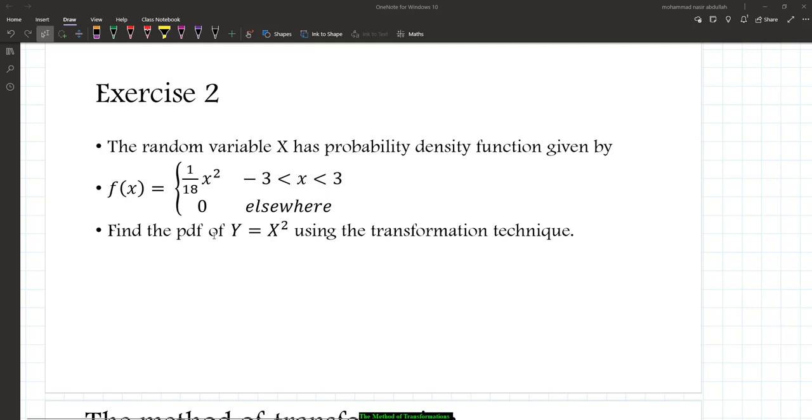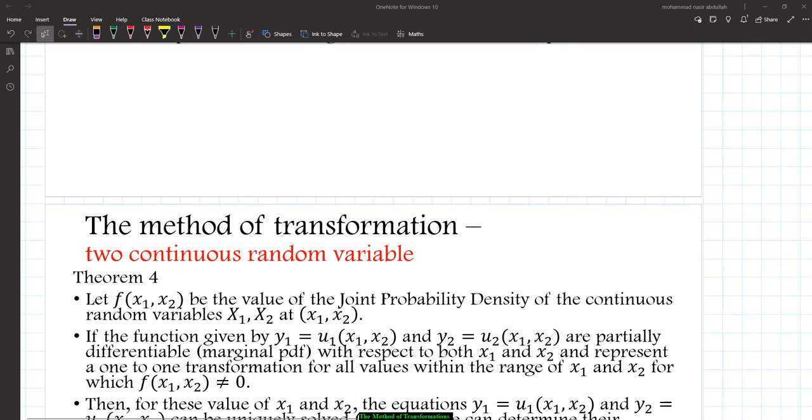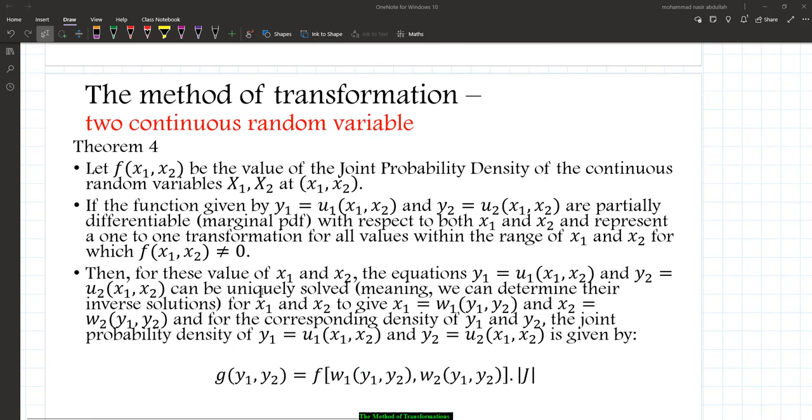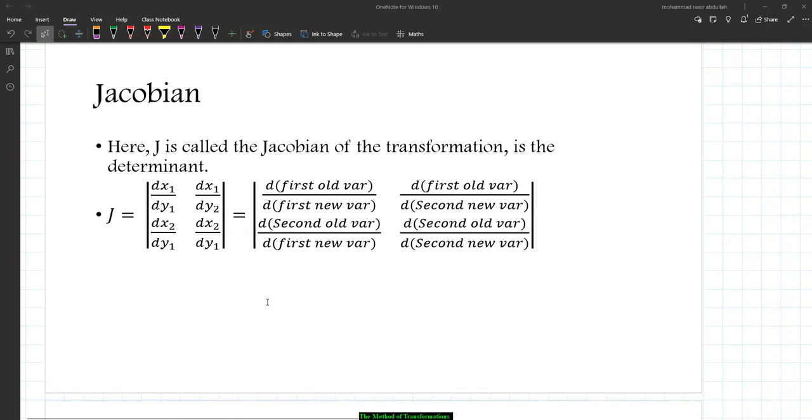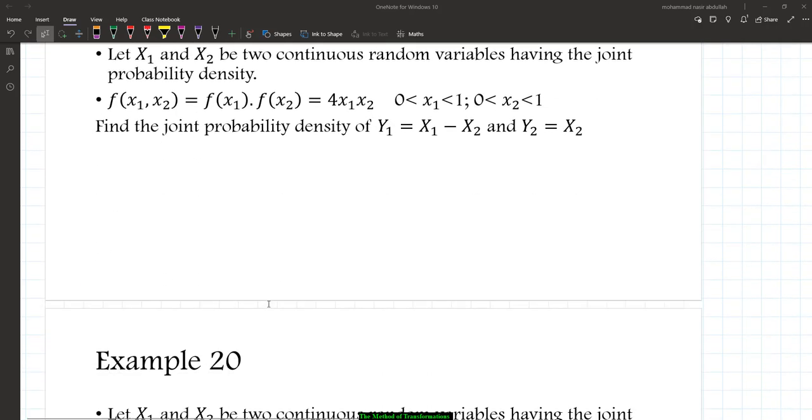Alright. So I think that's all for today. Next class kita akan tengok, we will look into 2 continuous random variable. Right. We try to finish up by this week juga. Right. And next week we will look into moment generating function.